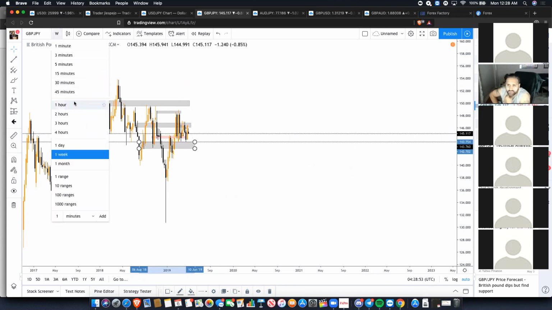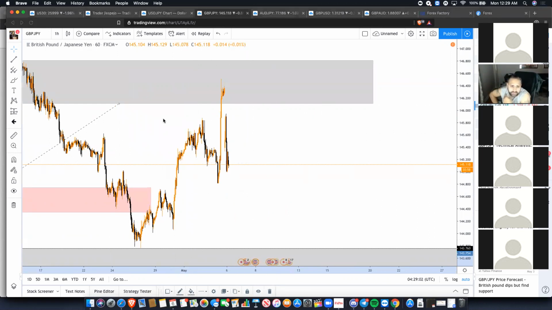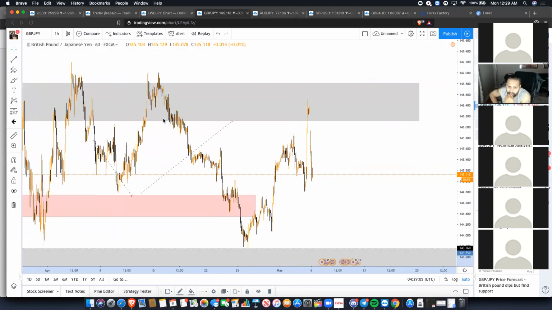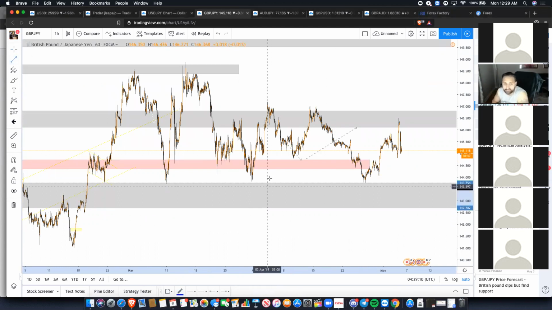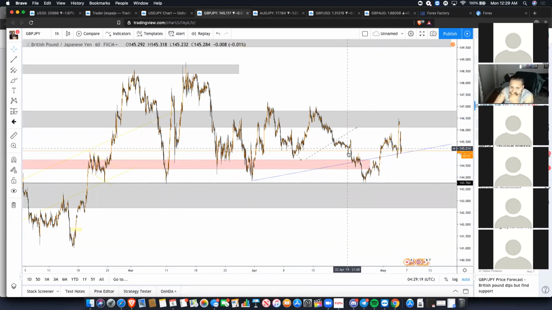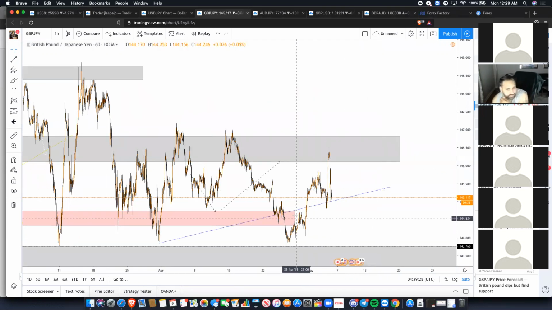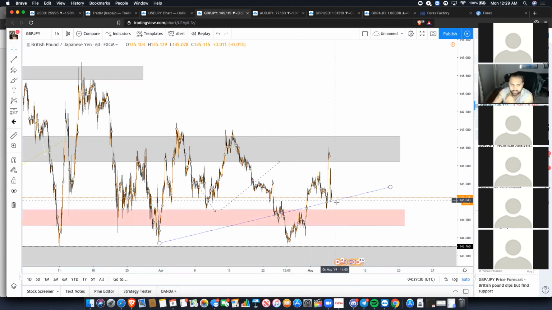Do you think this is a test of resistance now? I mean support? Because it broke out of that channel? Yeah, exactly. Yep. She definitely is. She's respecting this trend here though. I definitely want to see her come back down and retest this zone right here. It's not that far away. It's like 40 pips away.